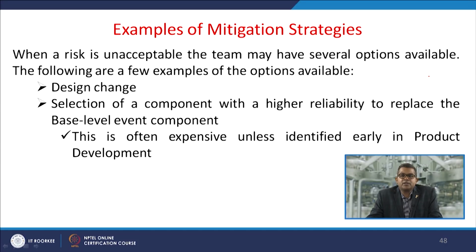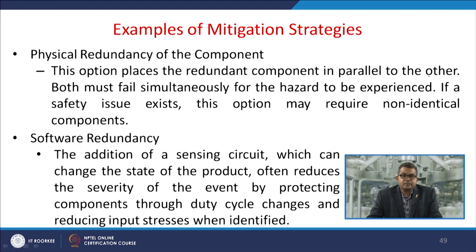The examples of mitigation strategies. So, when a risk is unacceptable, the team may have several options available. There are a few examples of the options available. You may have an option to change the design, you may have a selection of a component with higher reliability to replace the base level event component. Now, this is often expensive unless identified early in product development.